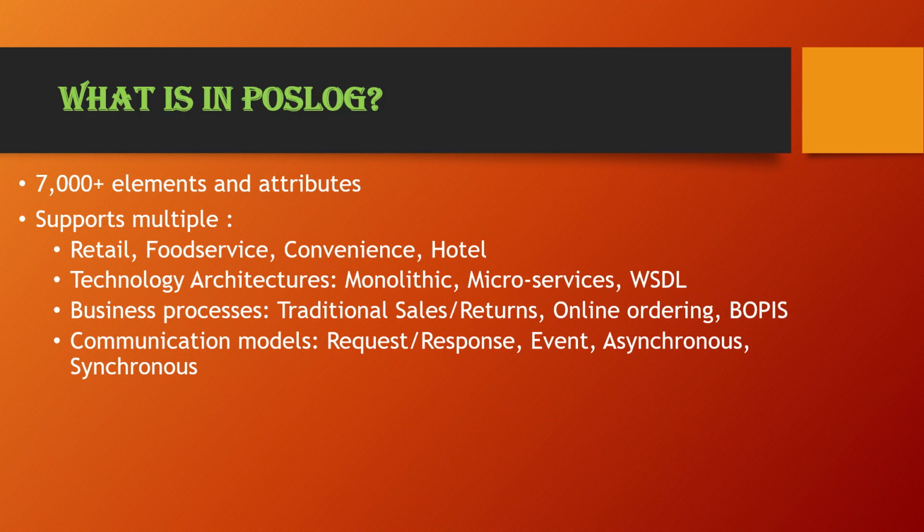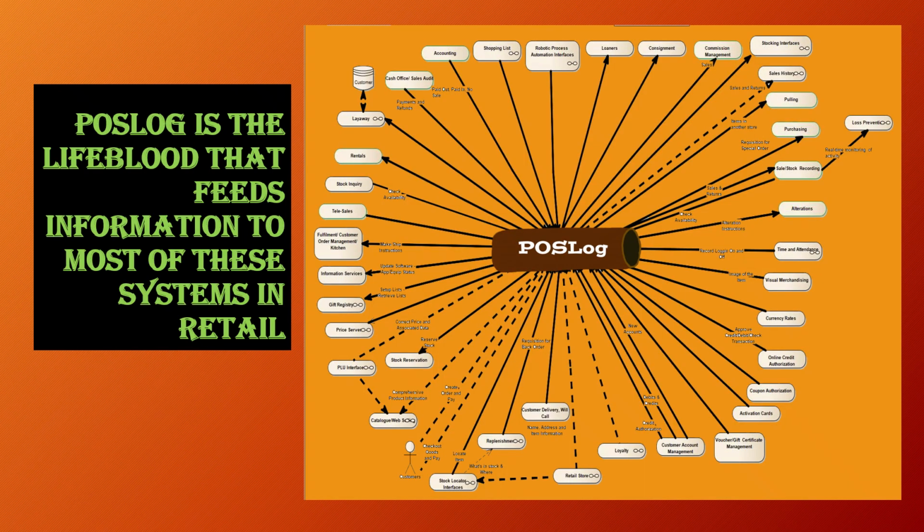It has business processes embedded in it. The biggest part is traditional sales and returns, but it supports online ordering. It supports the buy online, pick up in the store model. There are many communications models that can communicate this POSLog information: request response, event models, asynchronous models, and synchronous models. As we focus in on the point of sale, we see that POSLog is the information that is the lifeblood of most of these applications for them to make decisions on what they're going to be doing.